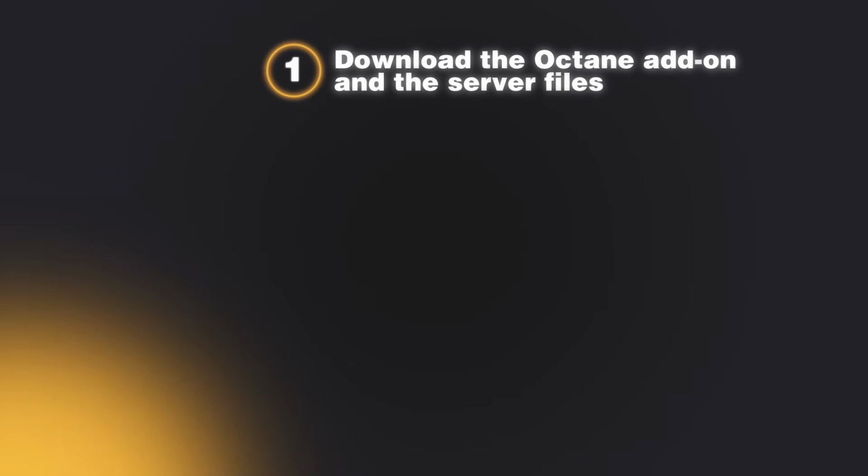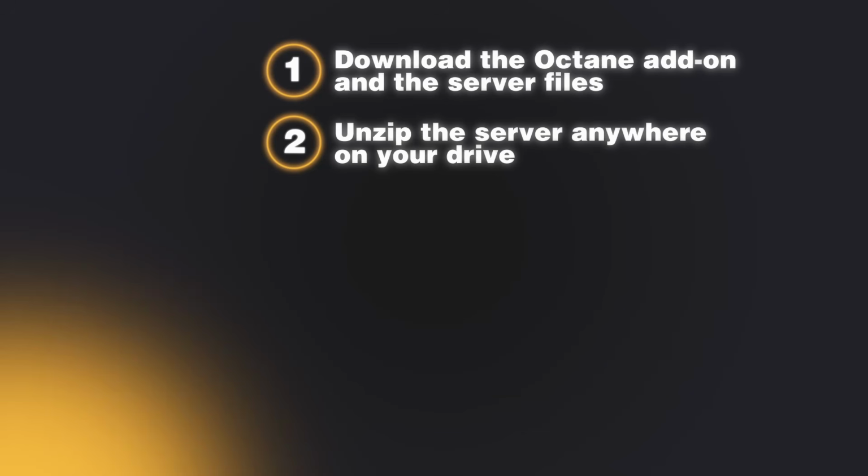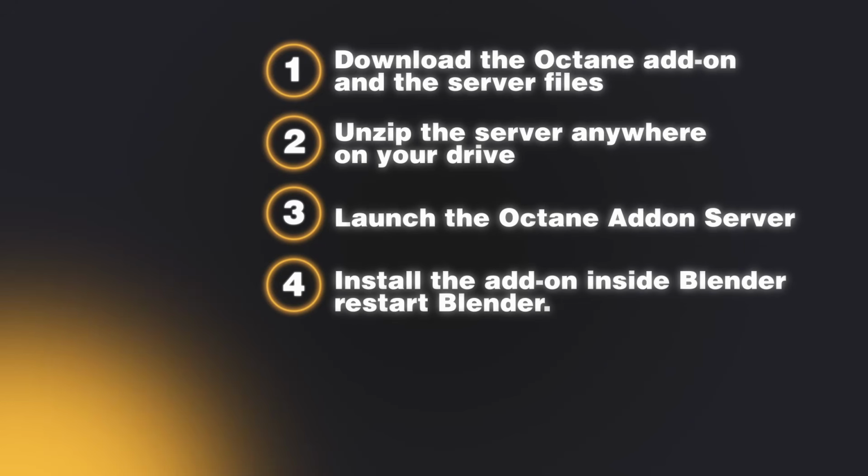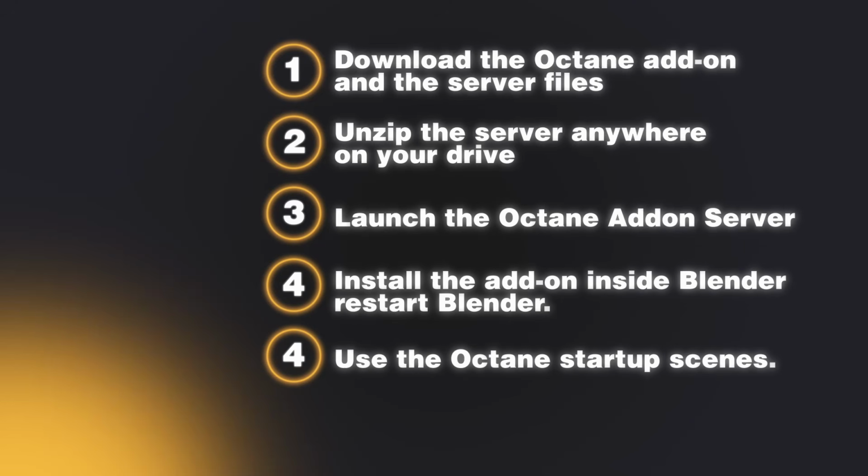Very quickly, at a high level, the installation workflow looks like this. You download Octane server and the server files, unzip the server files anywhere on your drive, launch the Octane server, install the add-on inside of Blender, restart Blender, and then use the Octane startup scene. I'm not going to do a step-by-step install walkthrough here on purpose. This video is about availability and expectations, not setup.